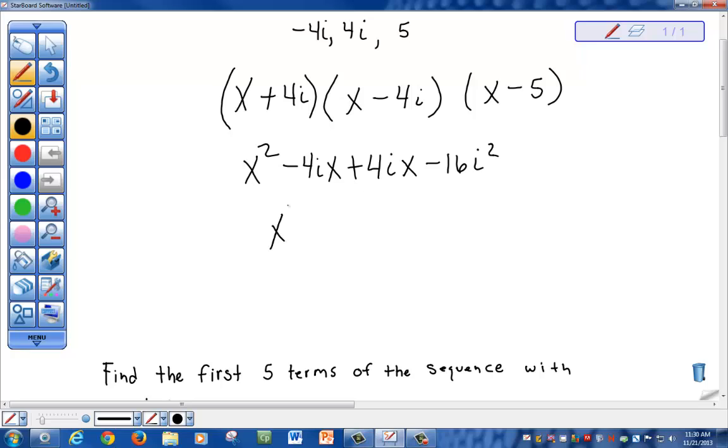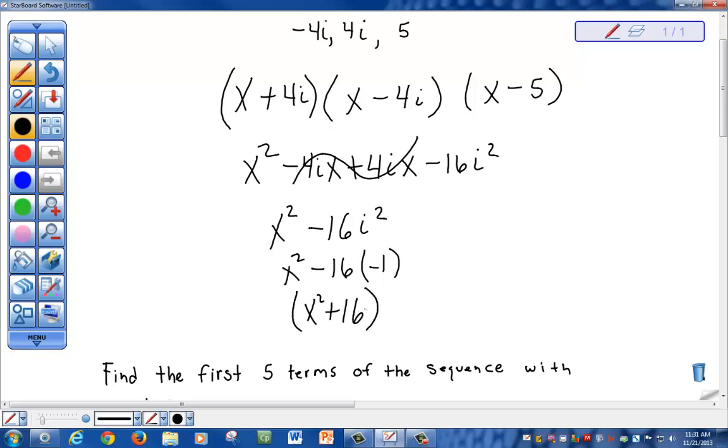Now we can combine like terms, if not cancel. We bring down x squared. -4ix plus 4ix cancels out, so we're left with -16i squared. Now we keep simplifying: remember i squared is equal to -1. So x squared minus 16 times -1, and -16 times -1 is positive 16. We have x squared plus 16.